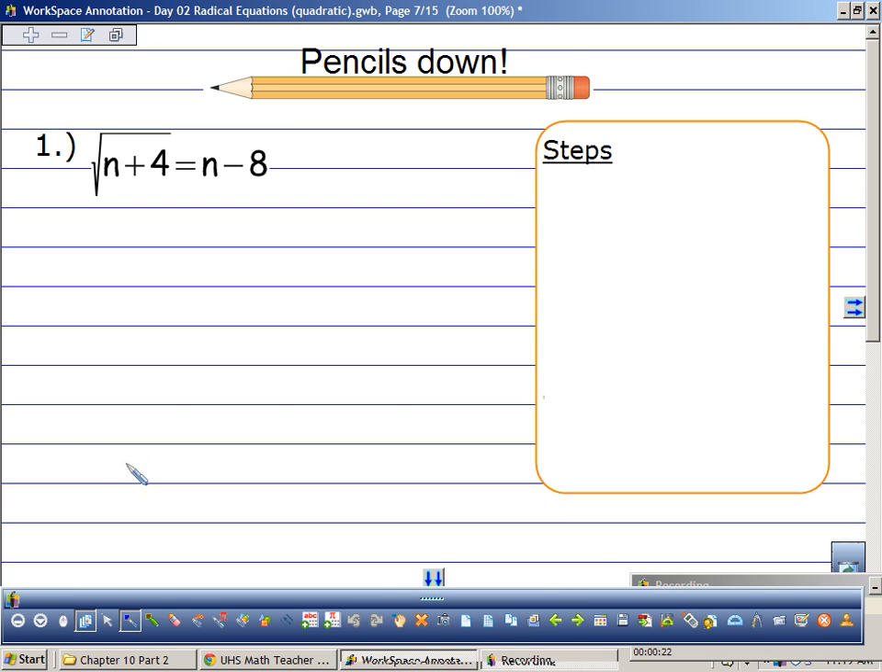As we're doing this, your pencils are down completely. So why don't you go ahead and just clear your desk. I don't want anything on your desk. You can leave your pencil there, but you can put that away.